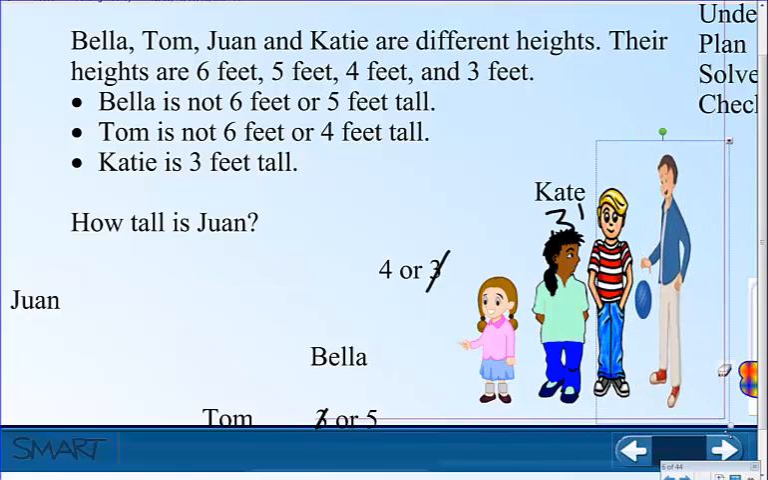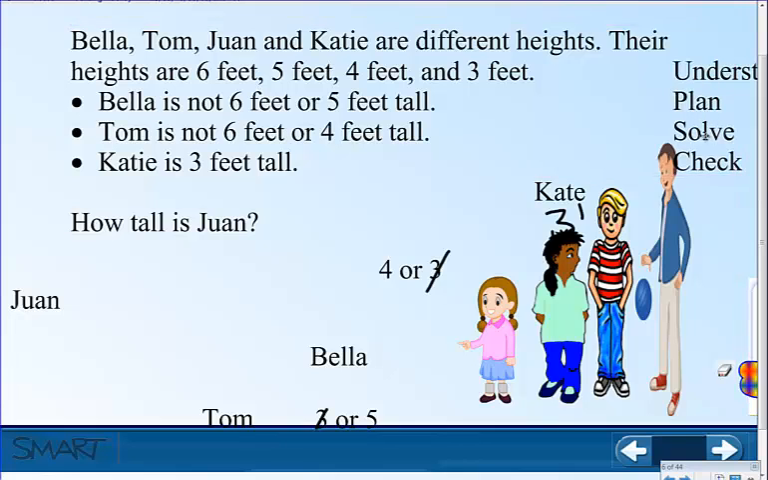And he must be a basketball player, right? So now to check our answer, we go back through. Katie's 3. Tom was 5, so he came in third. Bella is 4, and Juan is 6. So we checked our answer. Now, always remember this. Understand, plan, solve, and check. It might help you with the problems.